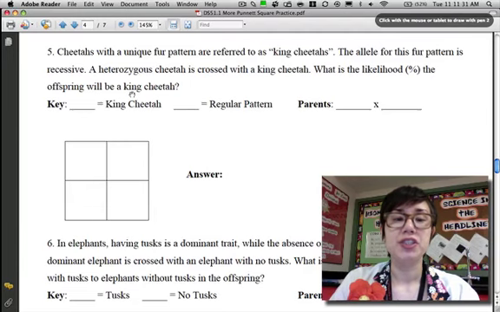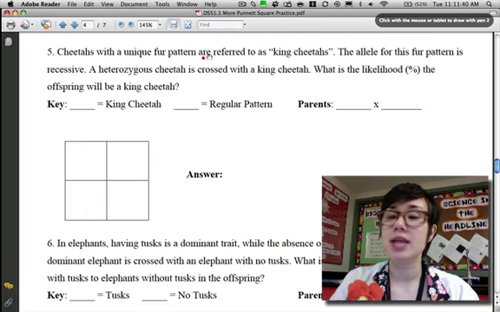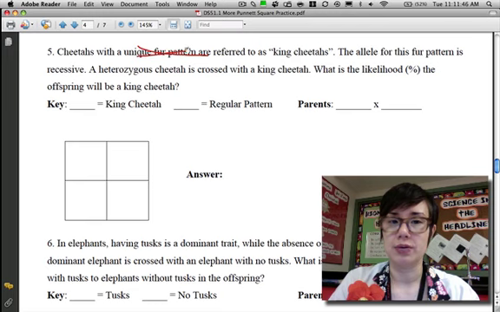Example 5. Cheetahs with a unique fur pattern are referred to as king cheetahs. This first sentence is just for personal information. This doesn't tell us anything that we need to know in order to do our Punnett square. So let's go ahead and cross it off. Unnecessary. We don't even need it.